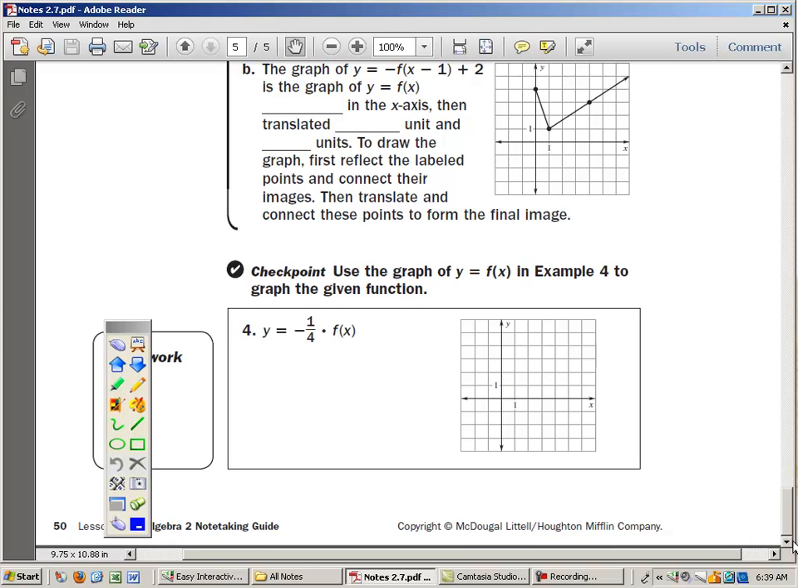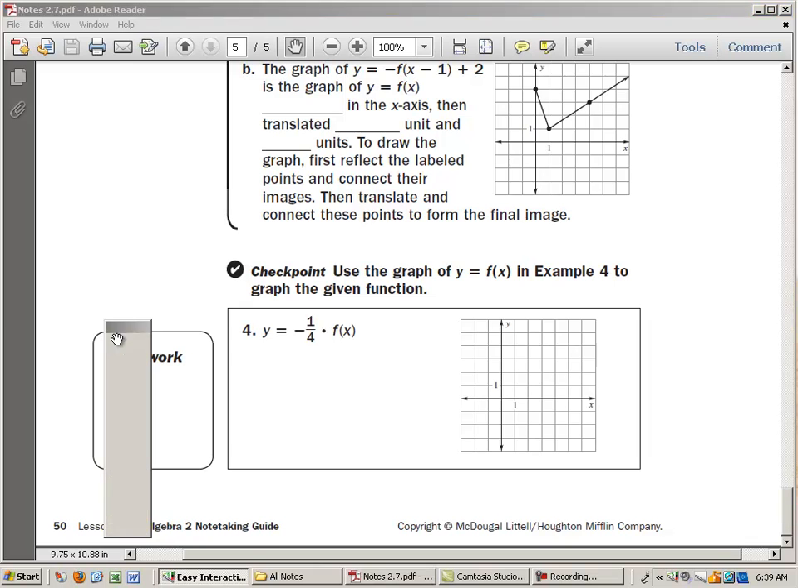And so let's go to the bottom of this example and look at the graph of y equals negative f of x minus 1 plus 2. As we said before, this number in here is my horizontal move, and so this moves all my x values right 1. This shifts them all up 2.